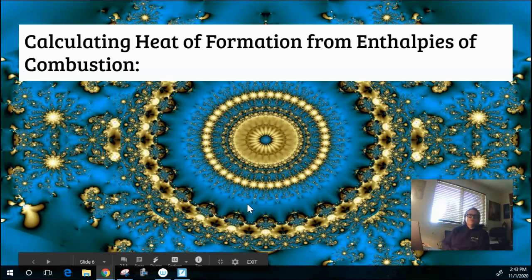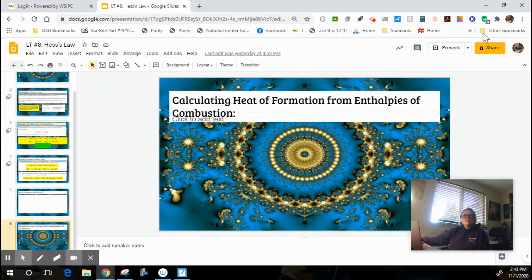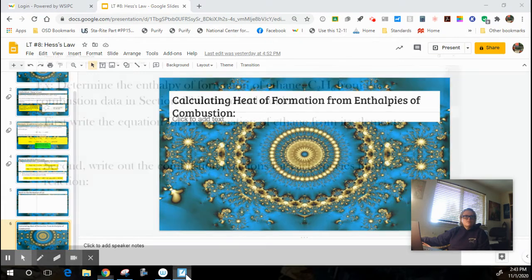Right, here's part 2 of learning target 8. We're going to use Hess's law to calculate heat of formation from enthalpies of combustion. And you're going to need your data booklet. Open up to table 13 and give me a second while I shift things here.